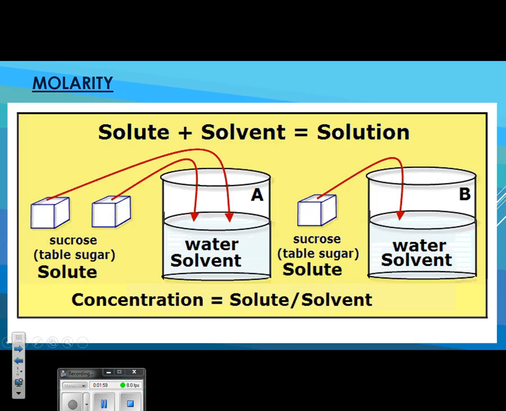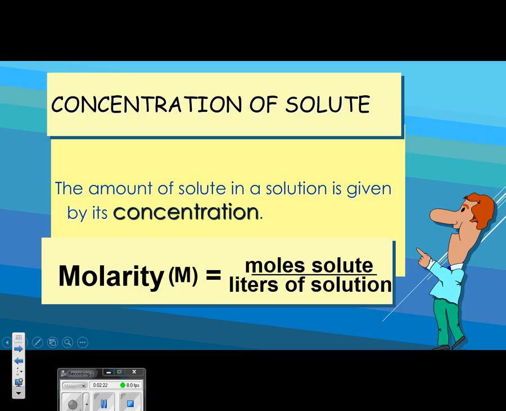So, solute, solvent, here's my kids with their Kool-Aid, right? And we get a solution. Now, usually we do concentration as solute over solvent. But what did we do in the molarity packet? What was it actually? It wasn't that. It was moles of solute over liters of solution. So we had a little bit different. This is what molarity is.